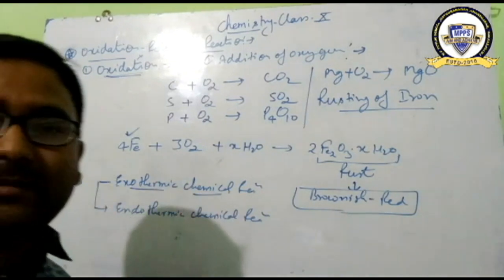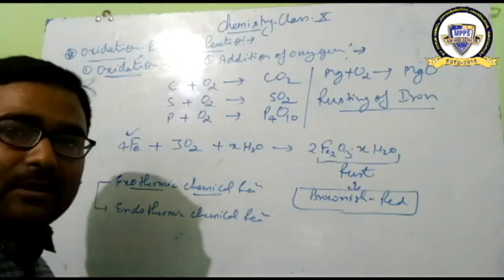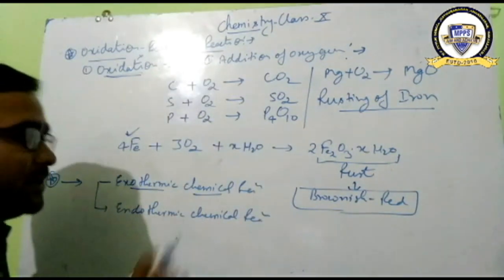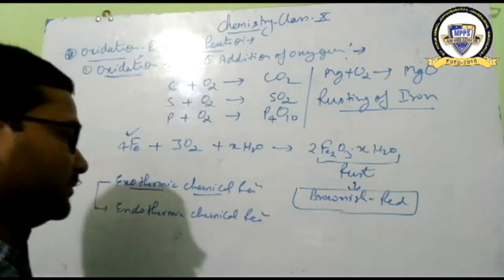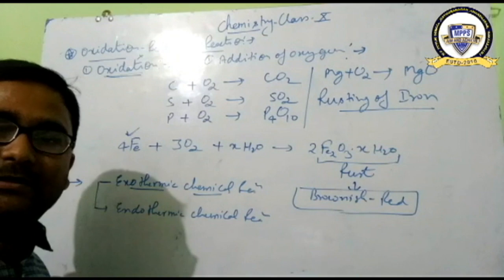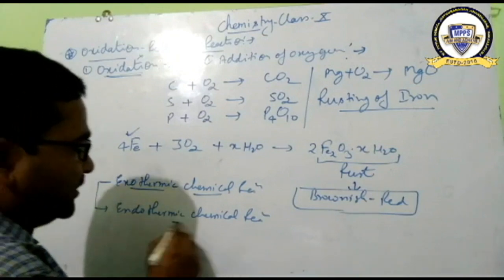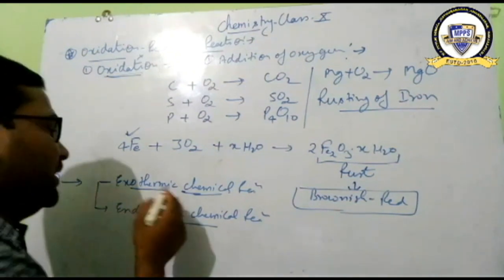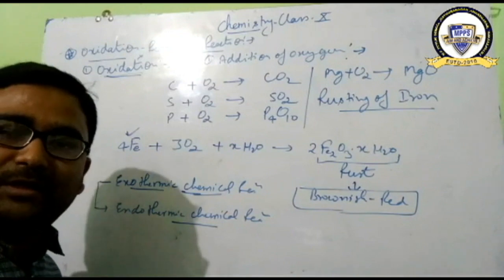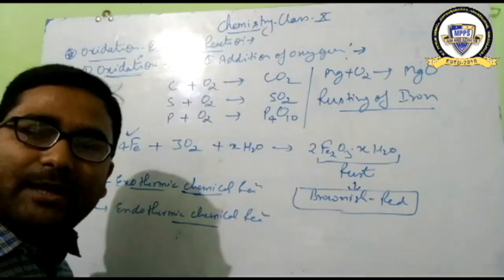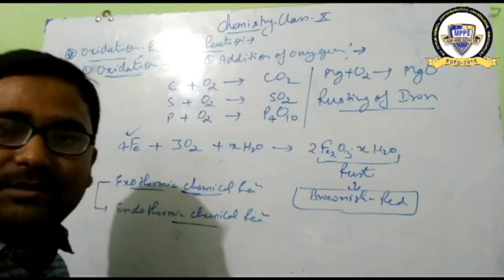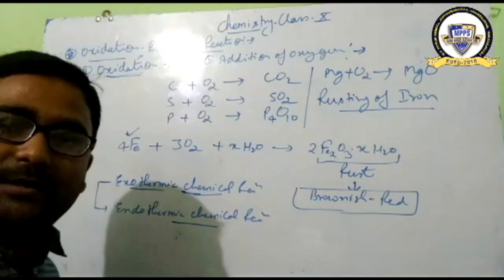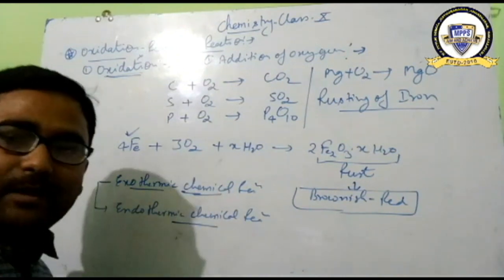An exothermic chemical reaction is a type of chemical reaction in which heat is evolved outside for the formation of product. An endothermic chemical reaction is a type of chemical reaction in which heat is required for the formation of product. Exothermic means that for the formation of product from the reactant, heat is evolved outside, and in an endothermic reaction, heat is required for the formation of product from the reactant. These are the two special types of chemical reaction.